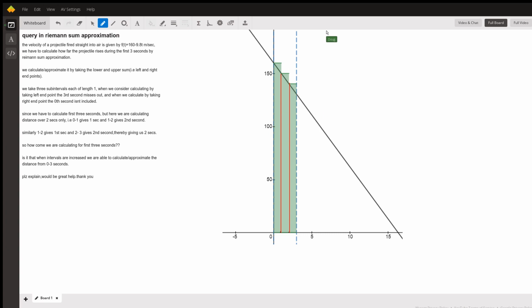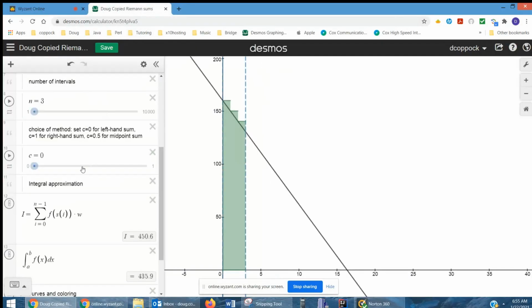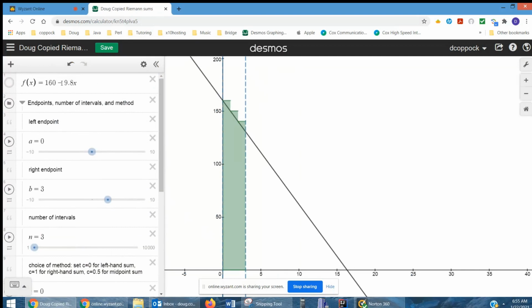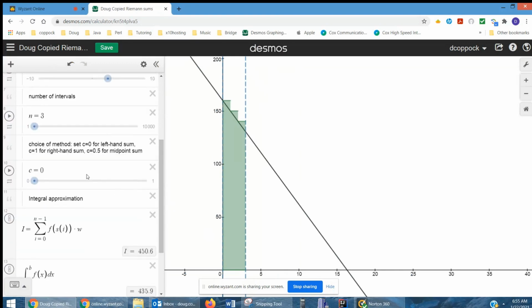And let me go to Desmos, share my screen, and show you what I mean. Here's where I got that picture. Just so you can see what I've done here, there's the graph of the function, 160 - 9.8x. Still, I get the same graph as shown elsewhere. Left-hand endpoint, a = 0. Right-hand endpoint, b = 3. Number of rectangles or intervals is 3.